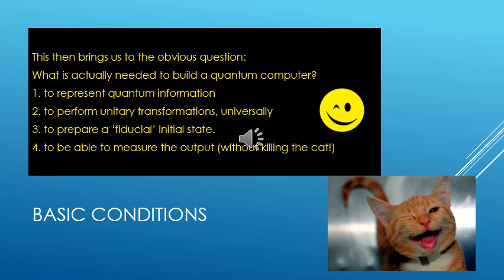First, we need to represent the quantum information. Number two, we need to perform unitary transformations universally. Number three, we need to prepare a fiducial initial state. And finally, we need to be able to measure the output without killing the cat.